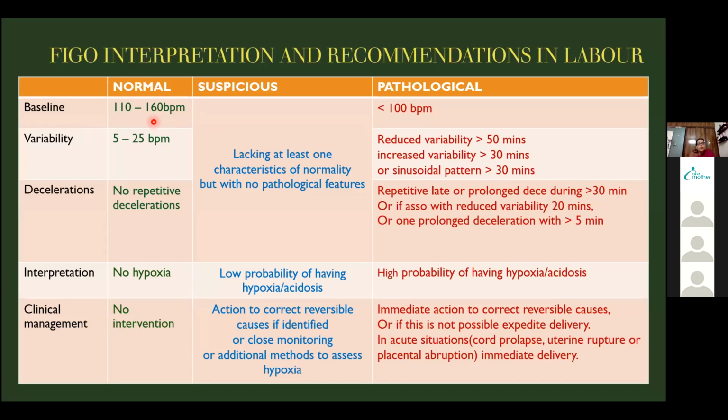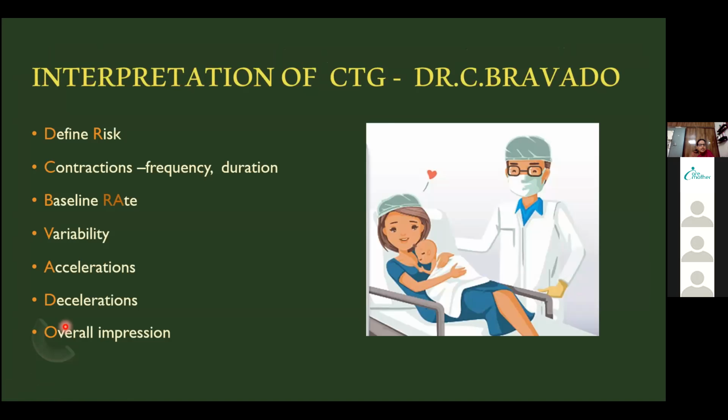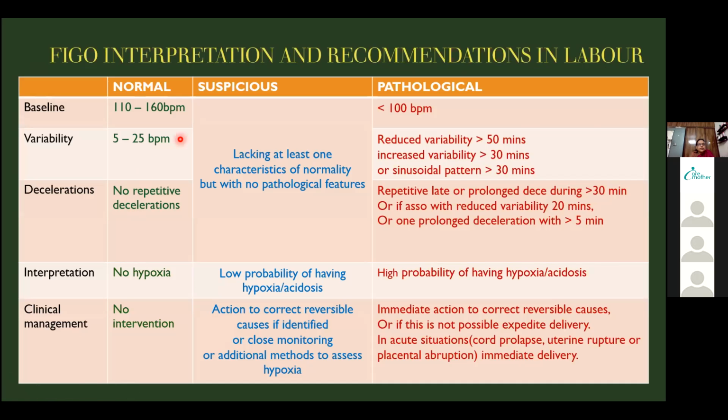Any one of these is abnormal, but doesn't have a pathological feature, it becomes suspicious. Say the heart rate is around 170, but no other problem, then it becomes suspicious. Reduced variability around 5, but not for more than 50 minutes, then it becomes suspicious. There are no repetitive decelerations, but once in a while it is there, then it becomes suspicious. So any one abnormality that doesn't come under the pathological category, you put it as suspicious CTG. When you write this overall impression, you have to write either normal, suspicious, or pathological.